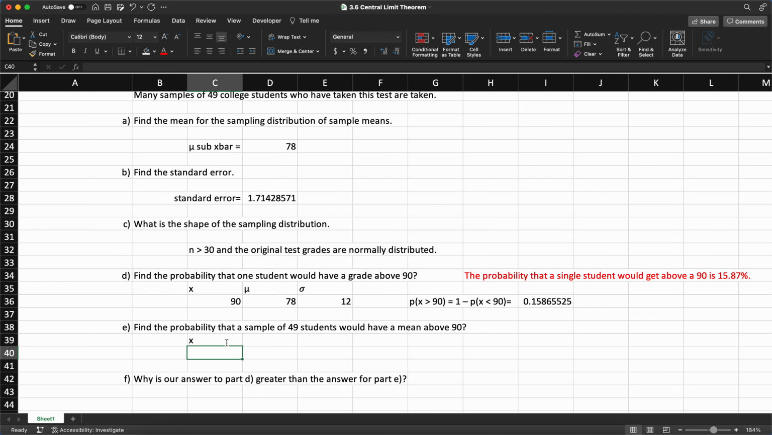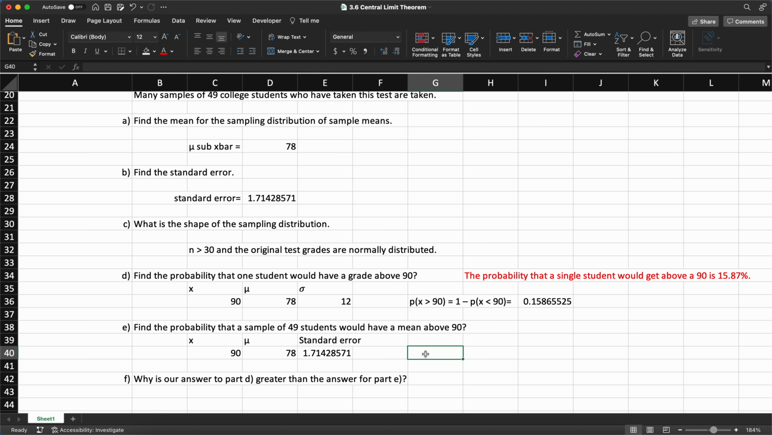Well, X is still 90, okay? The mean is still 78, but now my standard error, sigma, my standard error. And why am I using standard error here instead of sigma? Because now I have a sample of 49 students instead of just one individual student. And so we already found that value. It's right here. It's 1.7143.